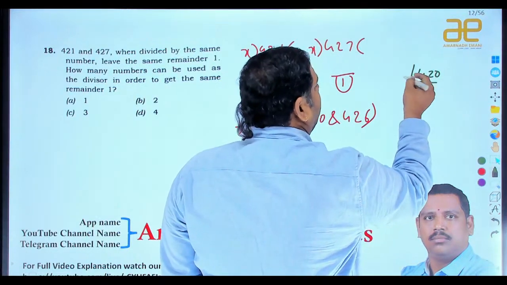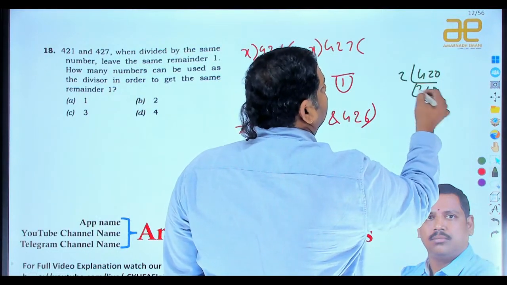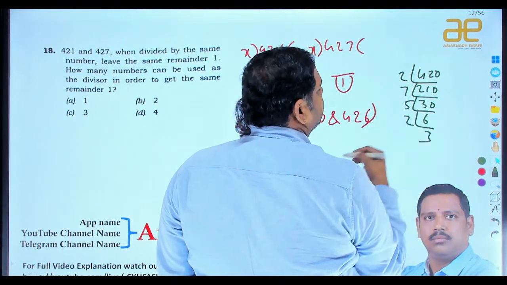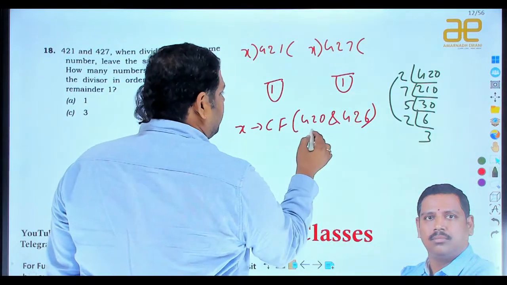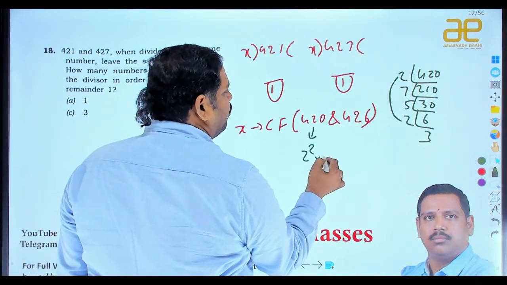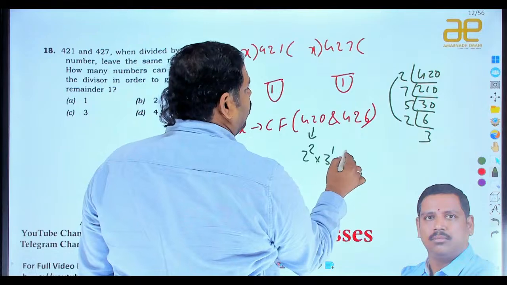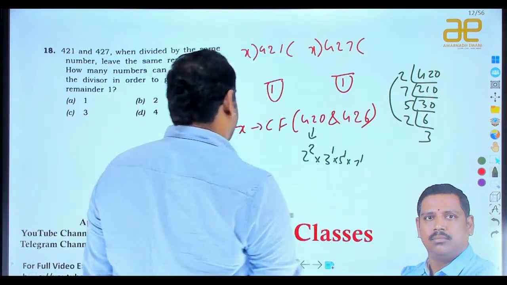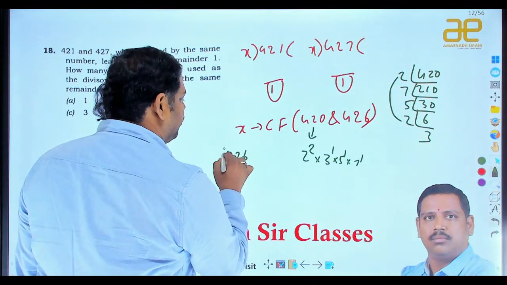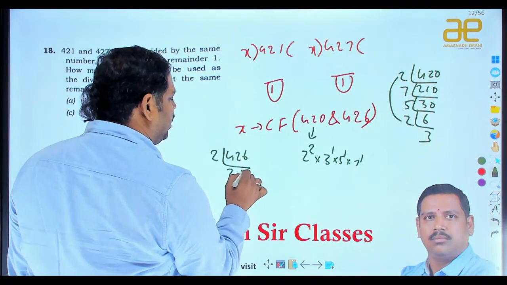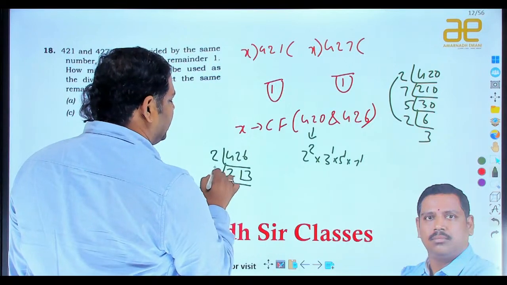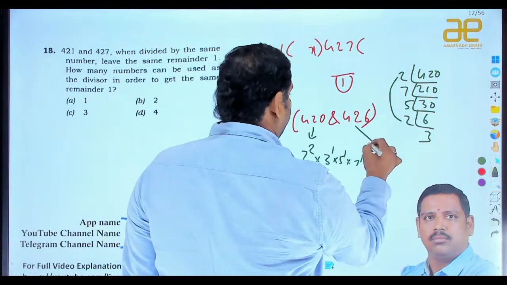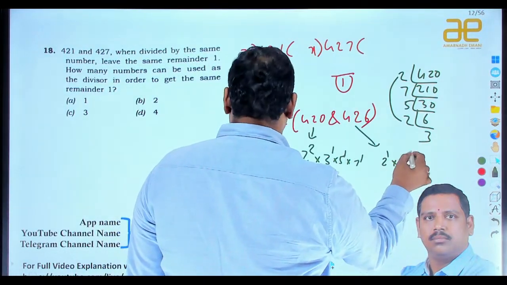420, okay, 2 210s, 7 30s, 5 6s, 2 3s. Means 2 is 2 times, okay, I'm writing here 2 square into 3 power 1 into 5 power 1 into 7 power 1. Now the other number 426, let's go with the prime factorization. 426, okay, 2 213, okay, it is divisible by 3: 3 71s. 71 is a prime number, no more. 426 means 2 power 1 into 3 power 1 into 71.